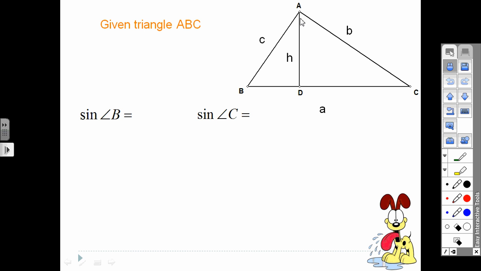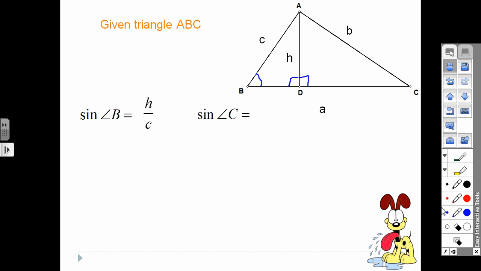go ahead and drop the altitude down from A to side BC, if that's an altitude, then we know that this is going to be a right angle right here, and likewise on this side as well, right? So this is going to be a right angle. We can talk about angle B for the triangle ABD, and the sine of this angle is going to be opposite over hypotenuse. Okay, so we have H over C.